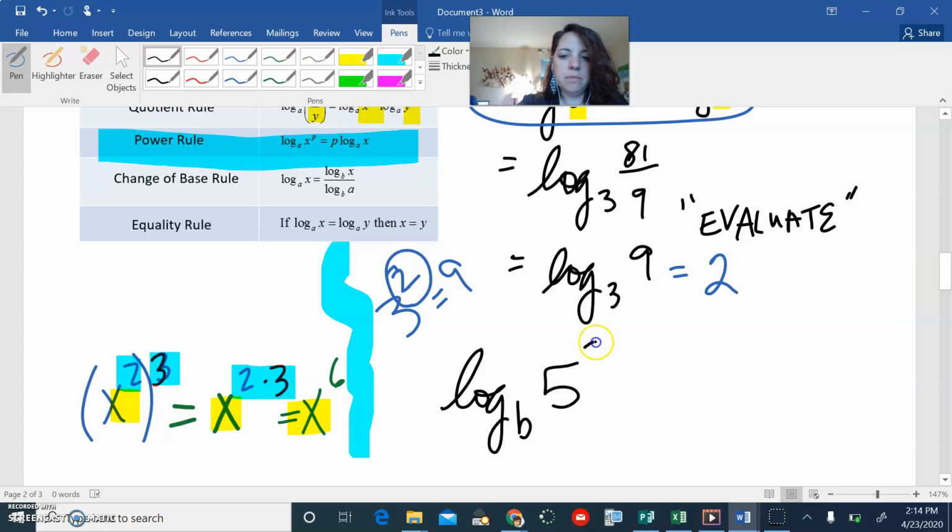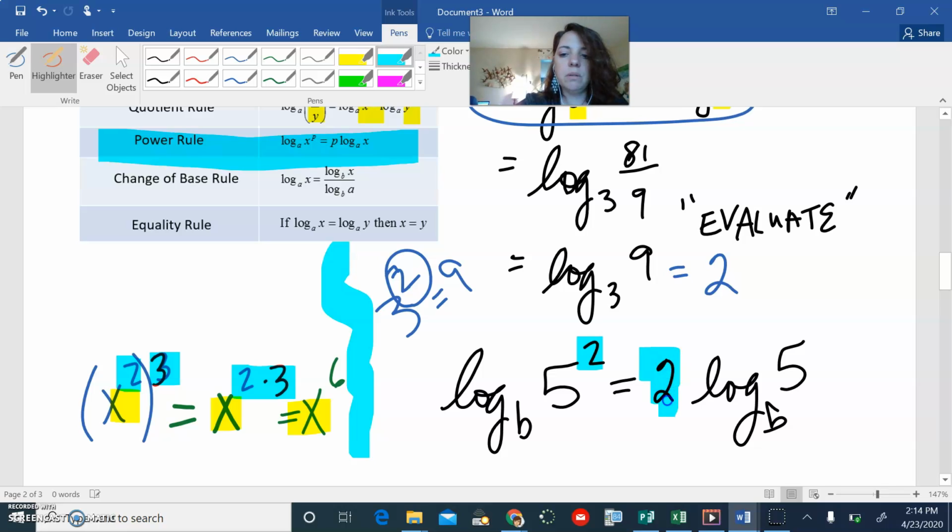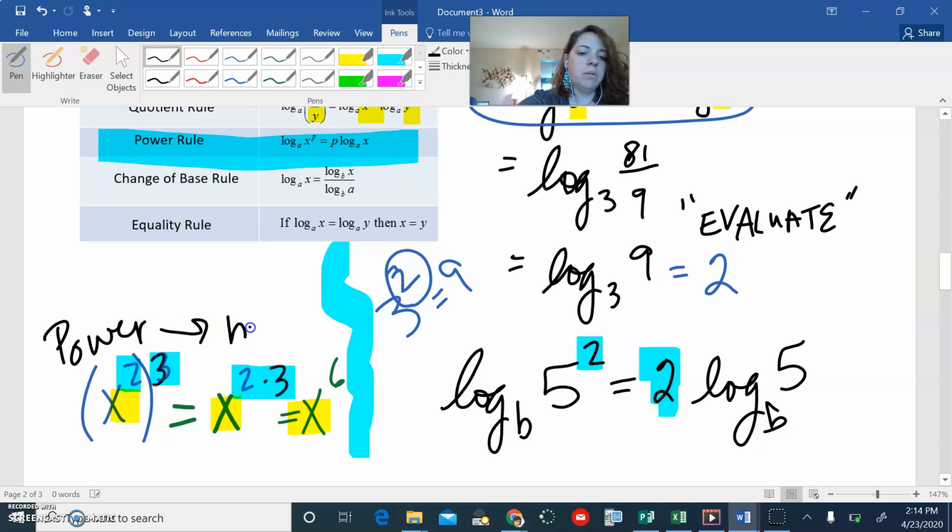5 squared. Okay, so now that has an exponent inside a log. We can rewrite that by taking this 2 and multiplying it out front. So 2 times the log base b of 5. So that little 2, all it did was come out and go out front. And when you think about it, over here in exponent land, power to a power, we ended up multiplying. And that's what's happening here. When I've got a power on a log, I end up multiplying again, okay?